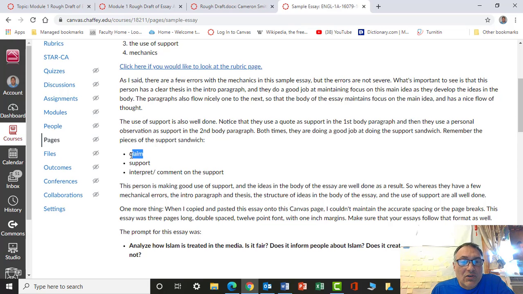I often refer to the main idea or the claim, and the interpretation or commentary afterwards, as the bread. And then I like to talk about the support in the middle as the meat and cheese. Sorry, I don't know if you think it's a silly metaphor or if I'm making you hungry, but I like to call it a sandwich. So, okay, let's look at a couple of essays.